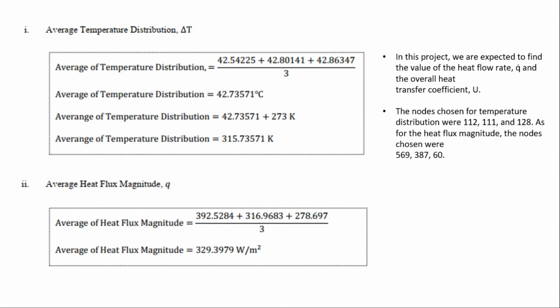As you can see, the average temperature distribution was calculated and we obtained the answer in Kelvin, which is 315.73571 Kelvin. And for the average heat flux magnitude, the answer was 329.3979 watt per meter square. So here is the next slide.